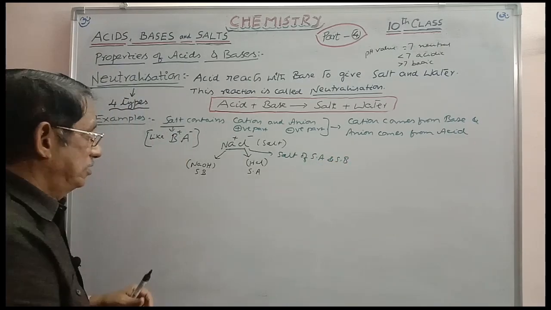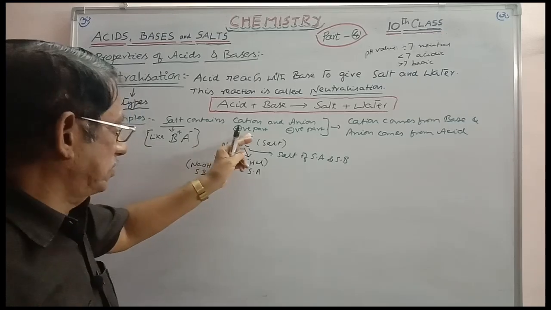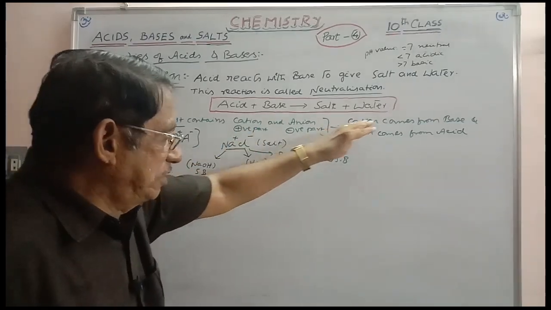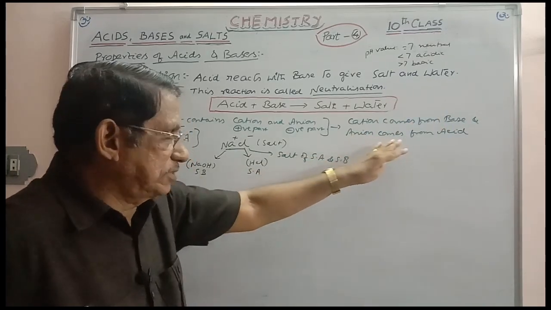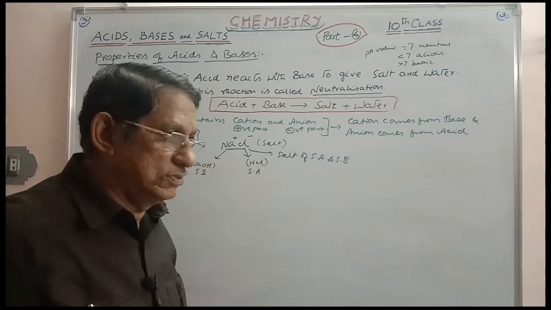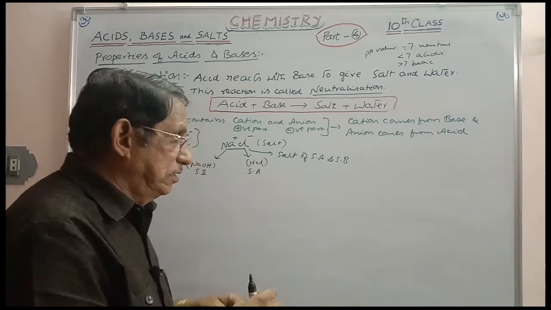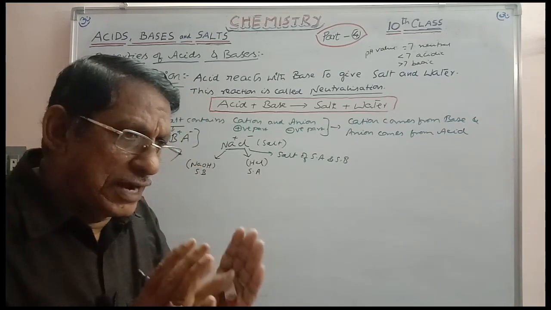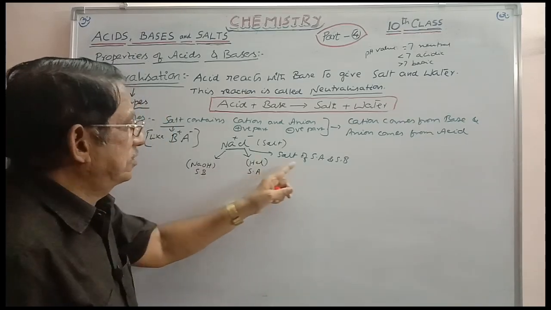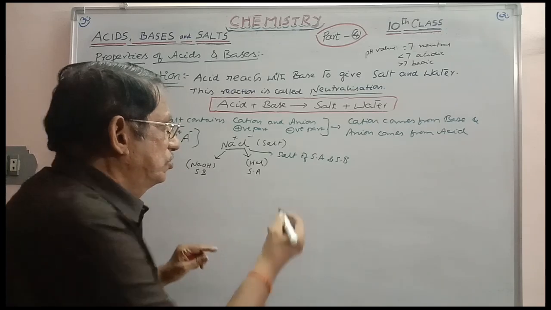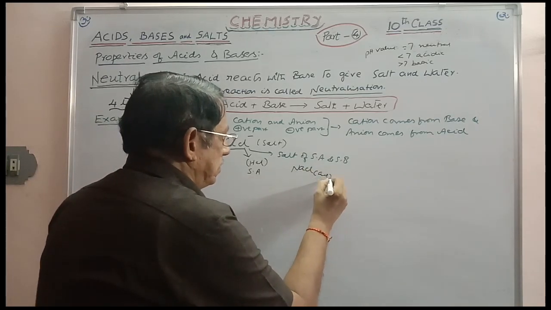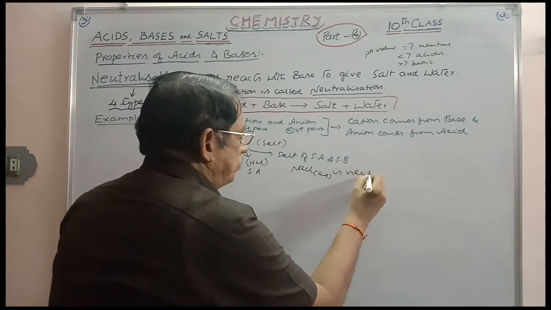As you know, every salt contains a cation and an anion. Cation is the positive part, anion is the negative part. Cation always comes from the base, anion always comes from the acid. You can take the anion, add H+, and you will get the acid. You can take the cation part and add OH-, and you will get the base. So in this way, this is the salt of strong acid and strong base. So what about the solution? NaCl aqueous is neutral. Simple.